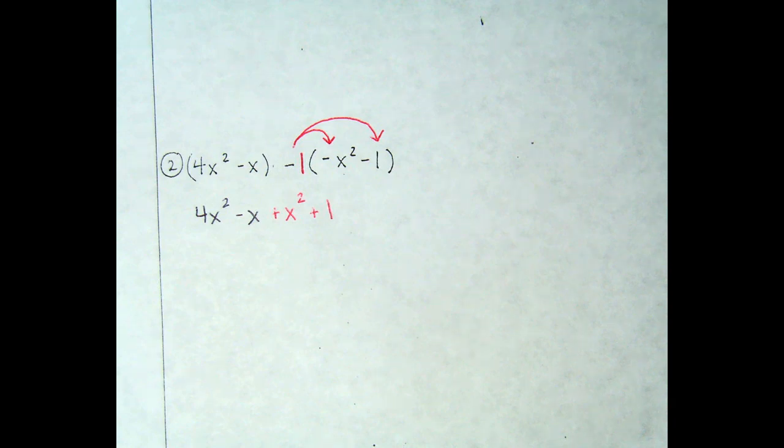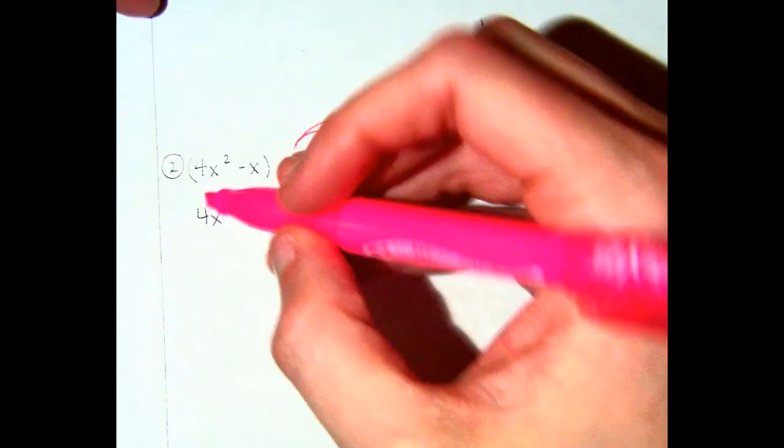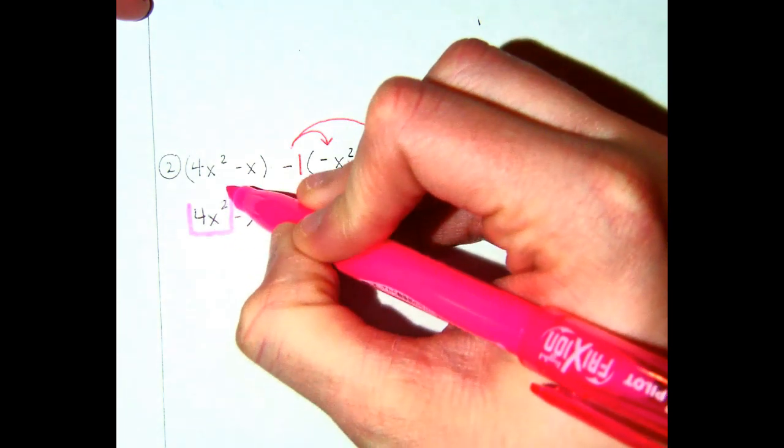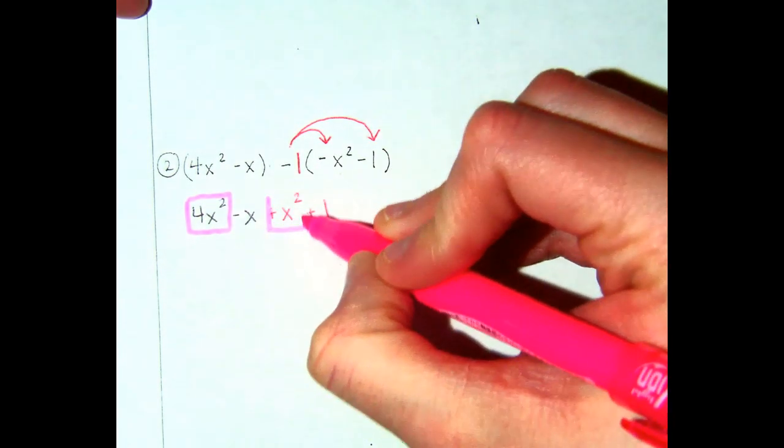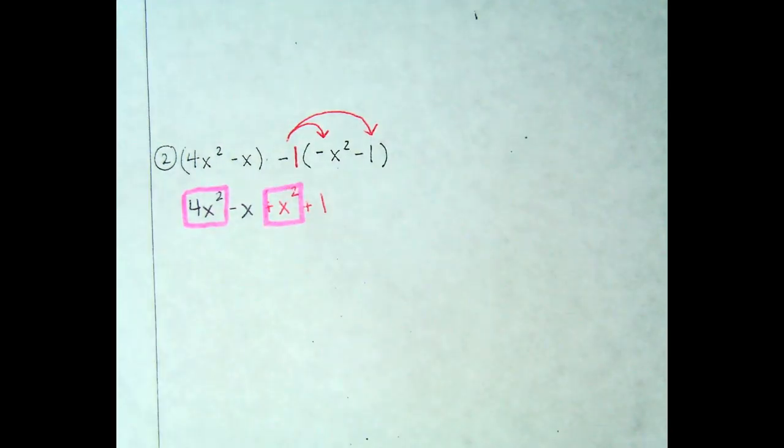Are there any like terms? 4x squared and x squared. What is 4x squared plus x squared? Okay, 5x squared.